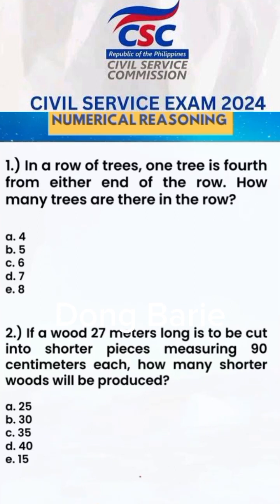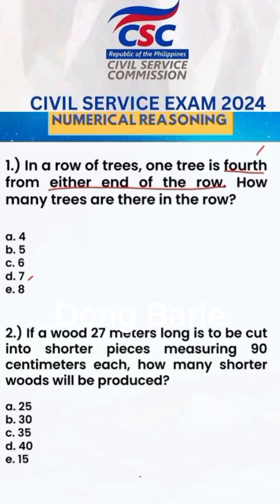In a row of trees, one tree is 4th from either end of the row. How many trees are there in the row? Okay, pagdating po sa math, meron at meron po yang sagot. Huwag po tayong kabahan bagkus i-analyze po natin yung tanong bago po natin sasagutan. Dito, pag nabasa ko pa lang yung problem, alam ko na 7 yung sagot. Why? Kasi sabi nga dito, in a row of trees, one tree is 4th. Pang-apat daw yung isang tree. From either end of the row.